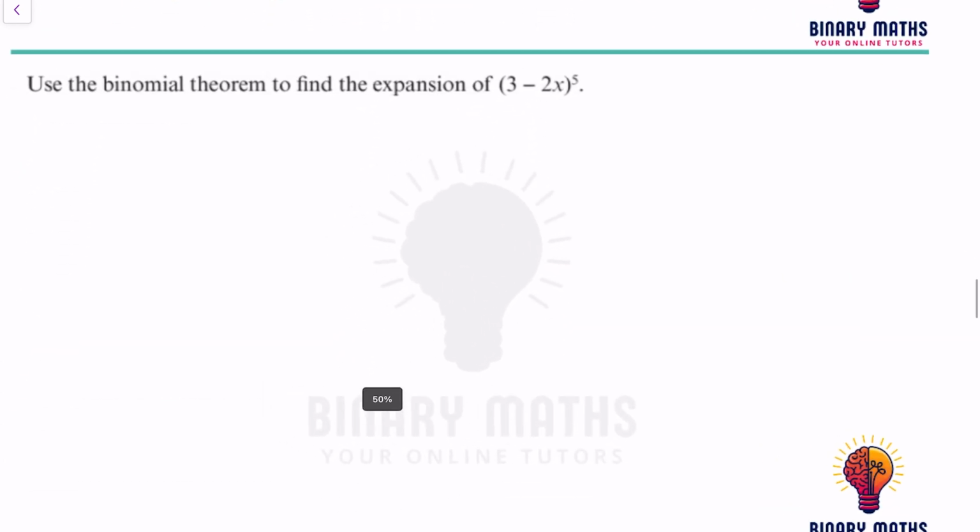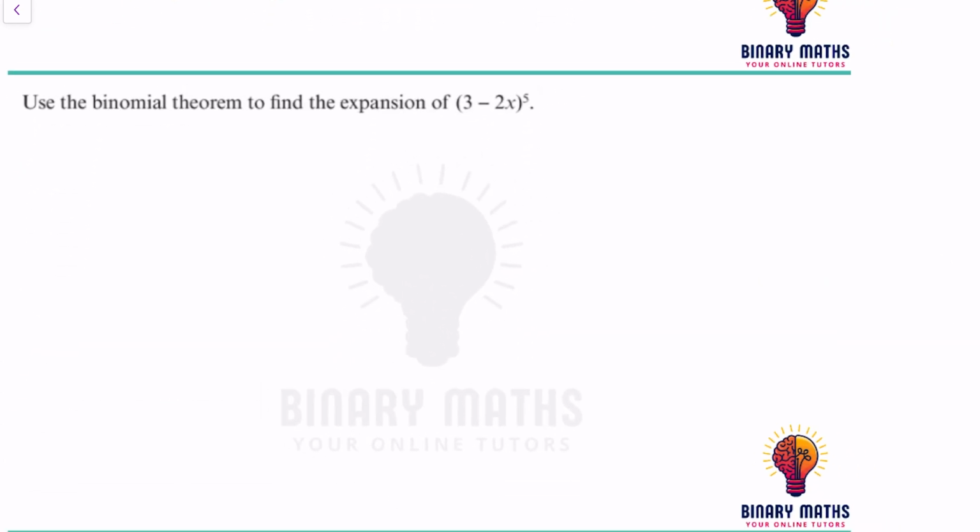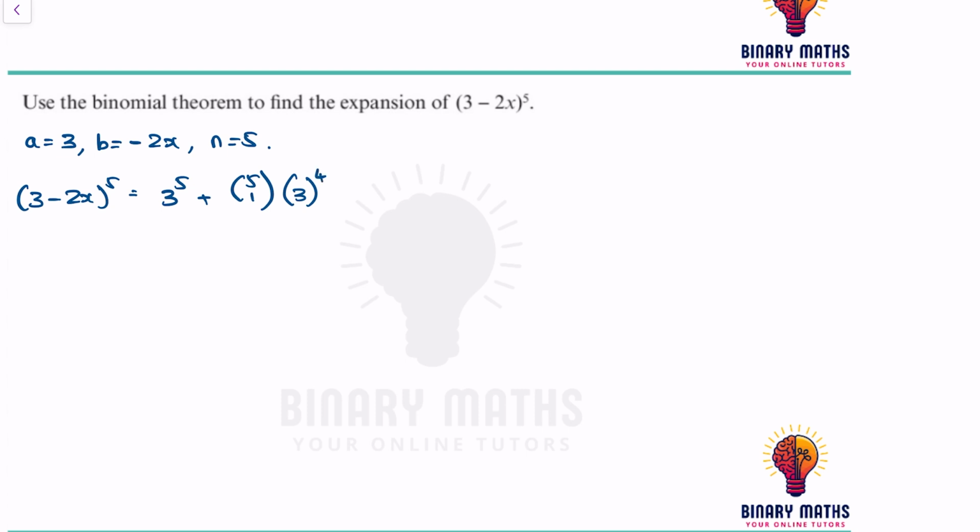Use the binomial theorem to find the expansion of 3 minus 2x to the power of 5. Again, in this case, the first term is 3. The second term, be very careful with this, is minus 2x, and n is equal to 5 in this case. So when I'm expanding 3 minus 2x to the power of 5, the first term raised to the highest power, so it's 3 to the power of 5, plus 5 choose 1, so the choose function comes first, 3 to the power of 1 less power, so 3 to the power of 4, times minus 2x to the power of 1. Put a bracket around the minus 2x so you don't make mistakes when you start simplifying it.